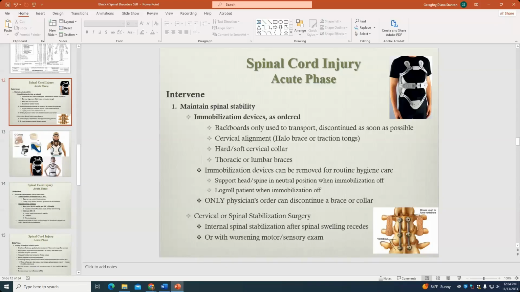So they will be having a seat collar. They will be log-rolled, and only a physician's order can discontinue log-rolling, cervical collars, and braces. Okay. So yes, if your patient is in spinal precautions, that means log roll them and leave their collar on, unless you have an order to do otherwise. But that's where a lot of people are like, I'm not really sure what I'm supposed to be doing. They came in with a spinal cord injury, but I don't know what spinal precautions means. It means collar and log roll.